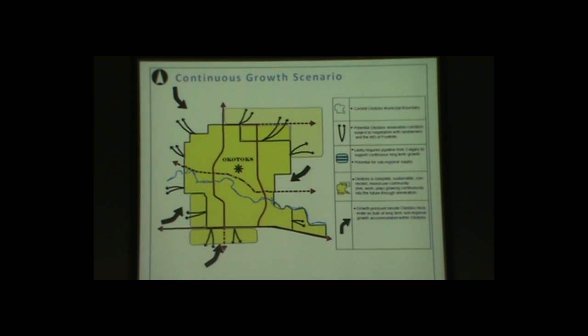This growth scenario would not completely mitigate the growth pressure from the MD of Foothills near the town of Okotoks borders. This model would accommodate the bulk of regional and sub-regional growth in Okotoks. However, some growth would continue to occur near Okotoks within the MD of Foothills under this growth scenario. So this final slide with respect to these growth scenarios shows some more modest growth within the MD of Foothills, represented in the pink shaded color.